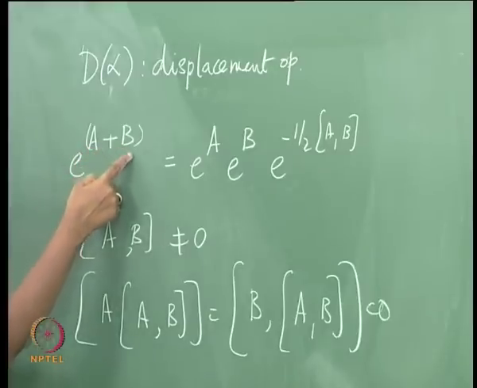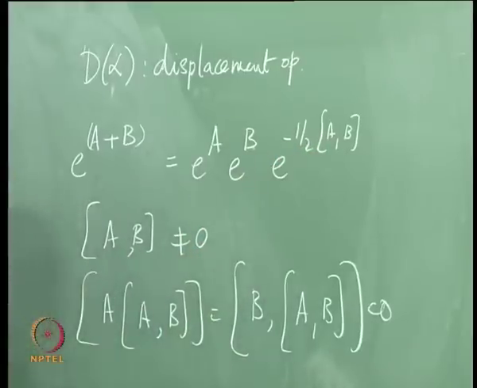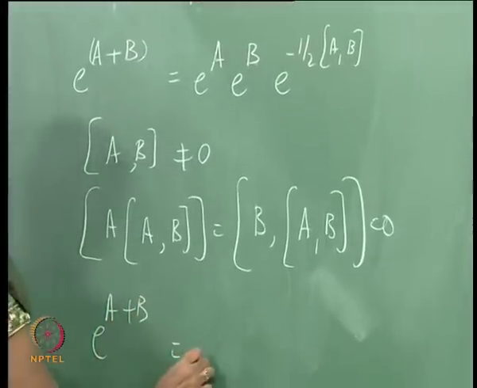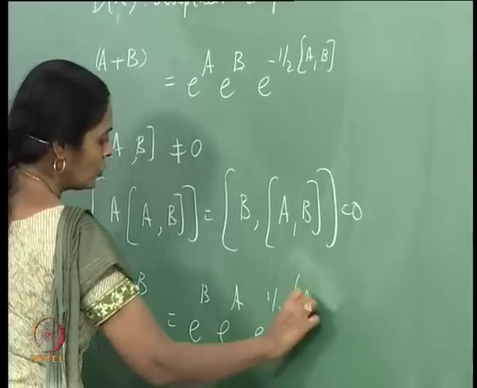you could write e to the A plus B, where A and B are operators, as e to the A, e to the B, e to the minus half commutator of A with B. You could equally write e to the A plus B as e to the B, e to the A, e to the plus half commutator of A with B.